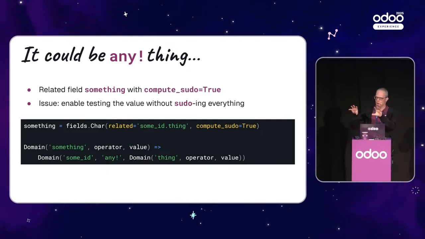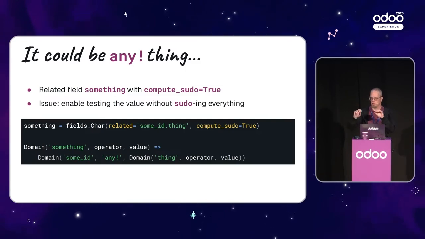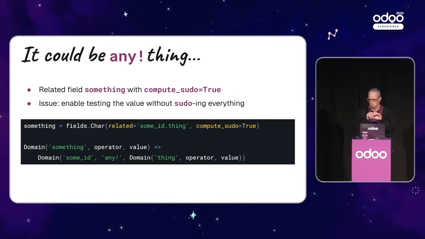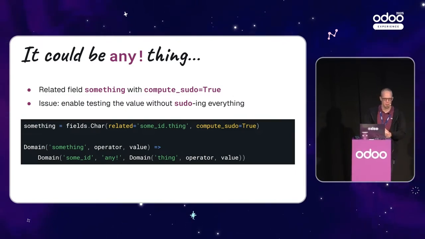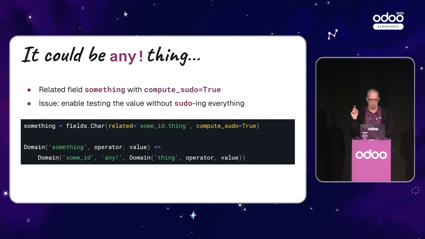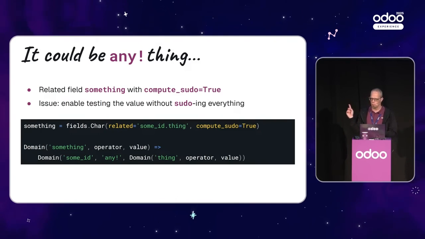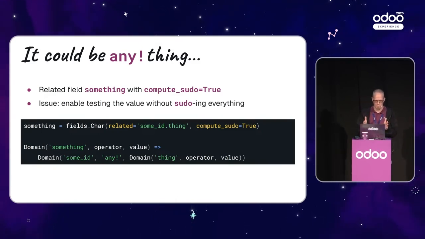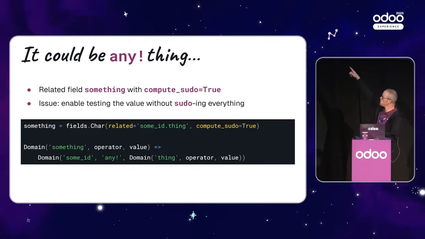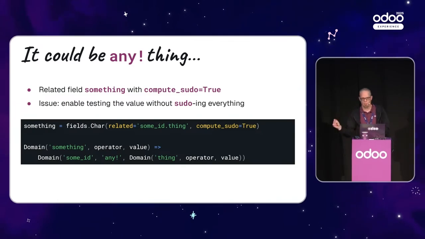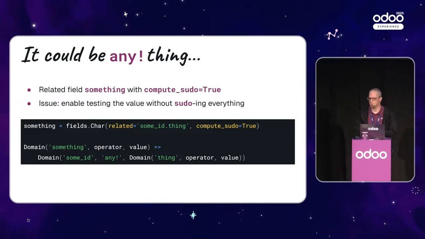Essentially, if I have a relation like line IDs, any something, it means at least one line satisfies the right-hand side domain. That's what it means, basically. And here we have introduced a variant of that operator, and that variant solves another problem. If you're thinking about a related field, so something like the something field there, it's related and it traverses a many-to-one field, for instance.